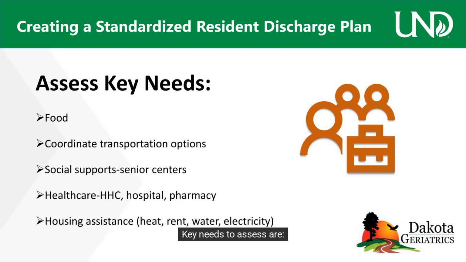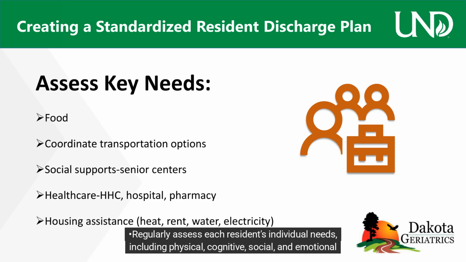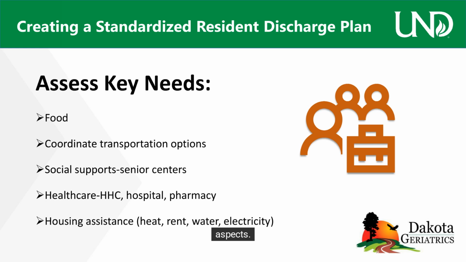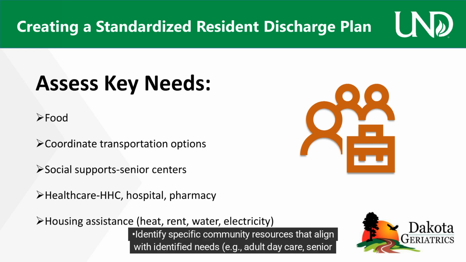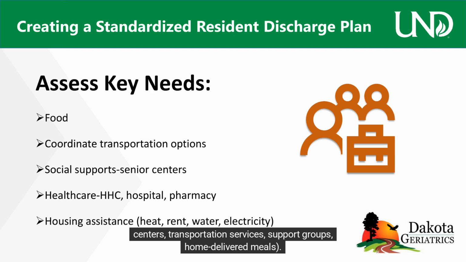Key needs to assess are: needs assessment. Regularly assess each resident's individual needs, including physical, cognitive, social, and emotional aspects. Identify specific community resources that align with identified needs, e.g., adult daycare, senior centers, transportation services, support groups, home-delivered meals.